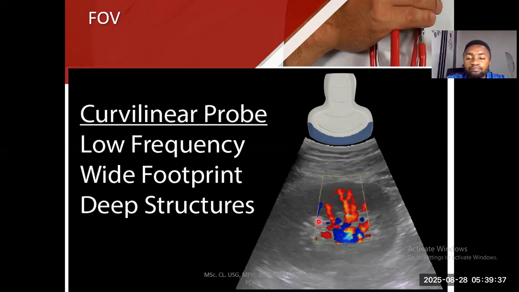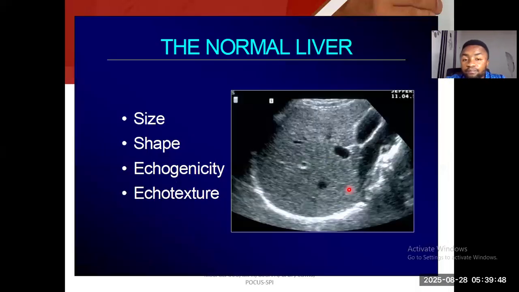Okay, so that is it. So low frequencies, wide footprint, deep structures. It's for deeper structures. You understand? Which you know all these already.